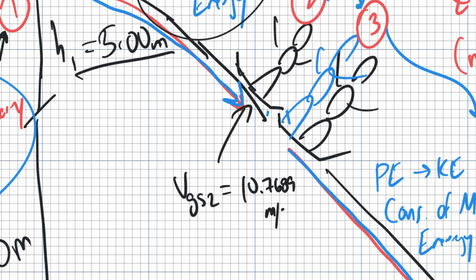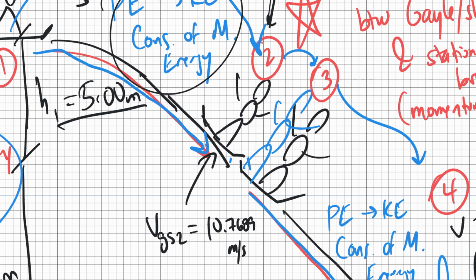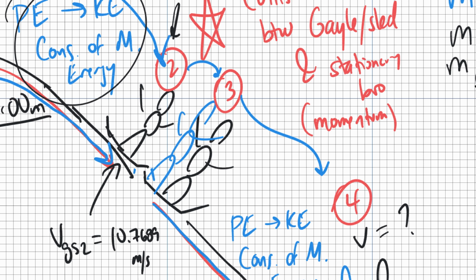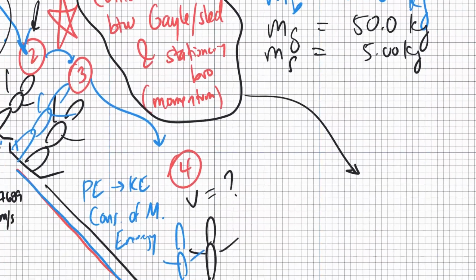7689 meters per second. Now we're going to collide with the little brother. So from 2 to 3, I need to do a collision between Gayle and the sled and the stationary brother. So this is what we're going to do right now. Let's do that over here somewhere. Collision between Gayle and the sled and the stationary brother.